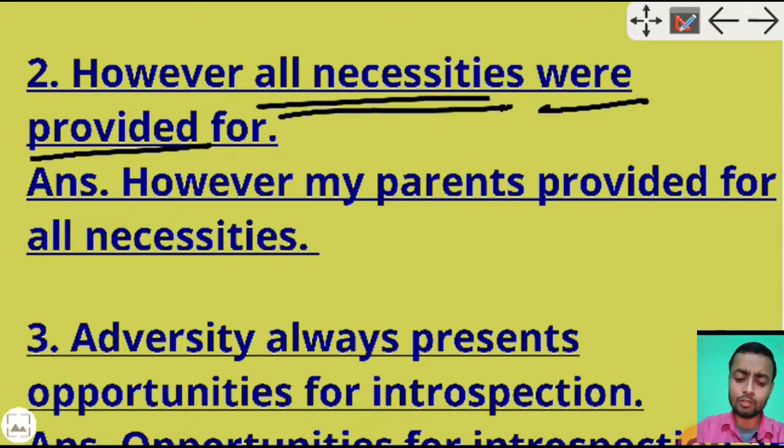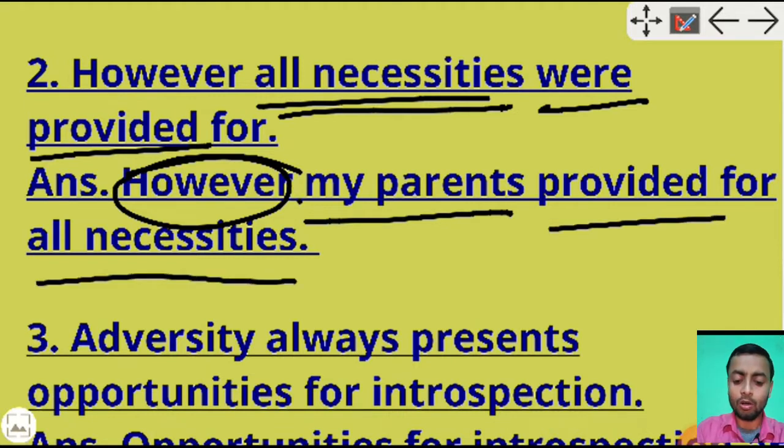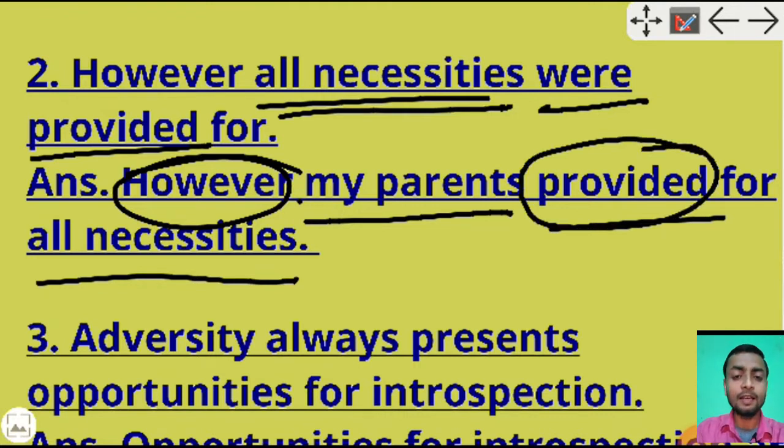So however we have put, write it at its position, so that there is no problem with this word however. Now who used to provide all the necessities? It is Abdul Kalam's parents. So, however my parents provided for all necessities. However my parents, then the verb is again in the simple past tense, provided for is the appropriate preposition for provided, all necessities, what they supply, whatever they require, the basic requirements.